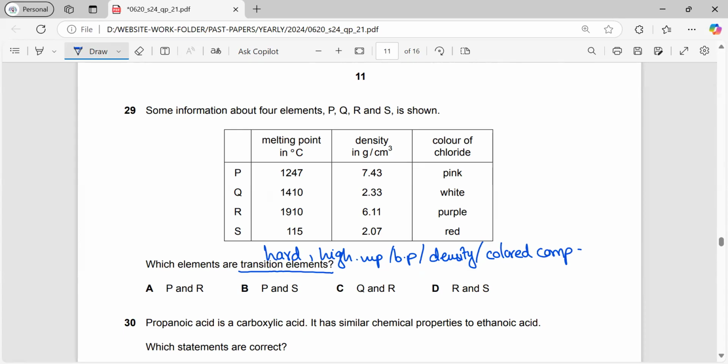So, P, high melting point, high density, color of chloride pink. It might be. Next, Q, high melting point, density low, color of the chloride white. No, this is not a transition element. Next one, R, melting point high, density high, color purple. Yes, P and R, A.